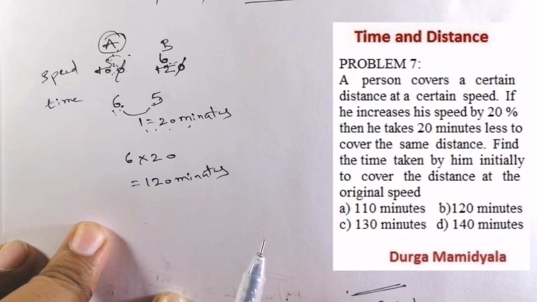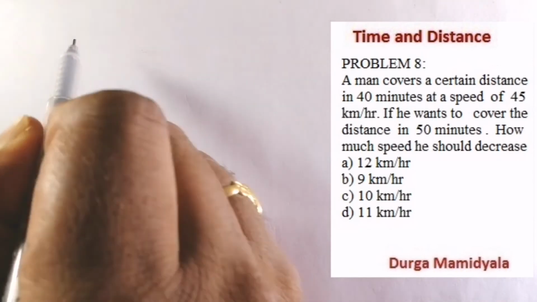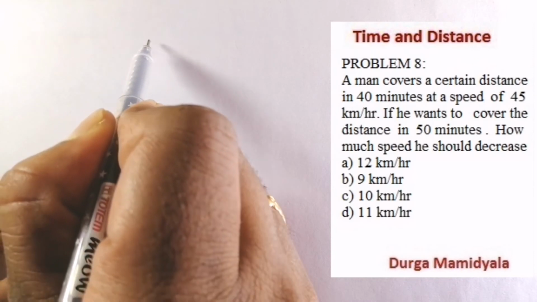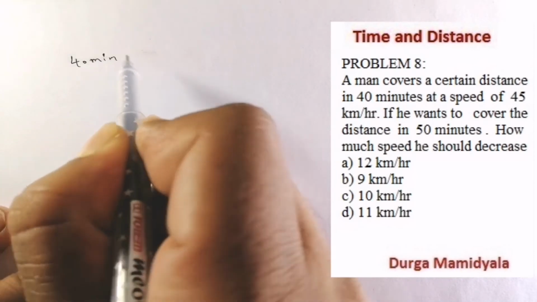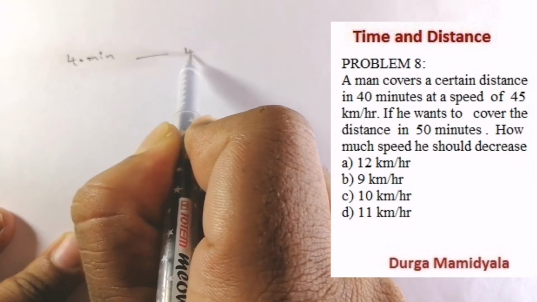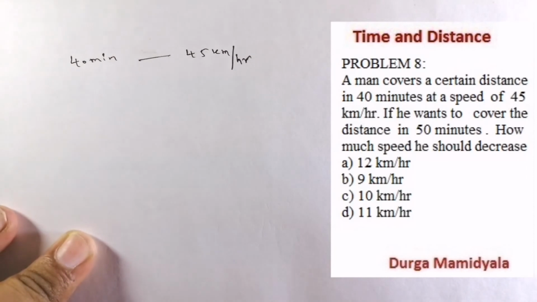Let's move to our next problem. Right, let us see our next problem. It is somewhat different. Please look over it. A man covers a certain distance in 40 minutes at a speed of 45 km per hour. So we have a certain distance D. He is going to cover it in 40 minutes. So what is his speed? His speed is 45 km per hour.